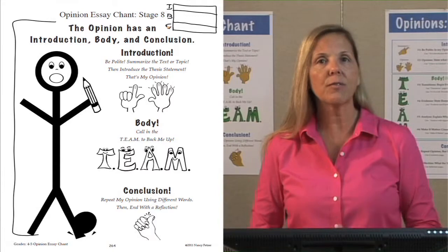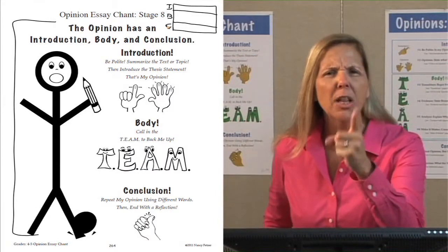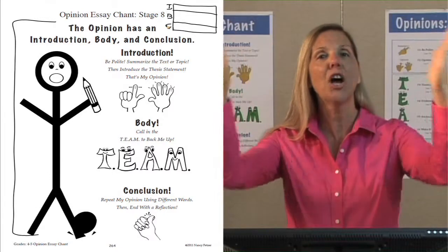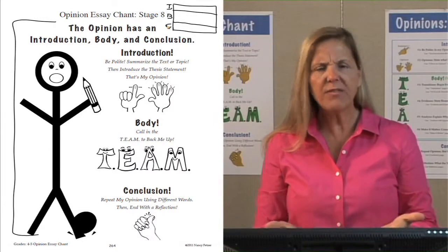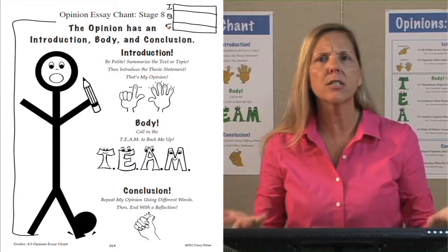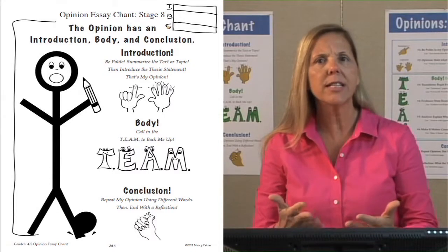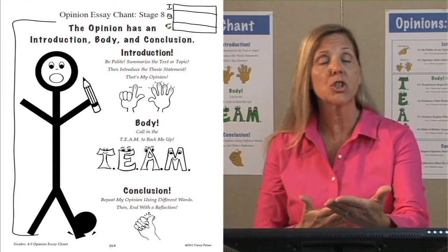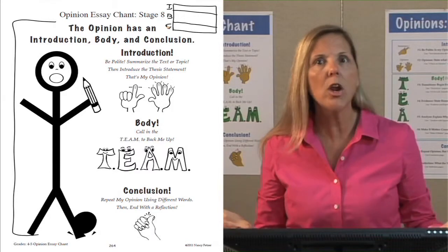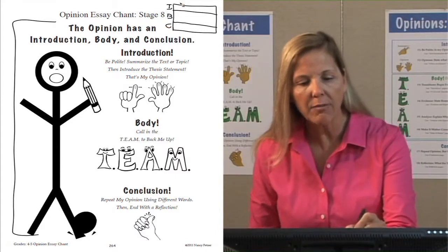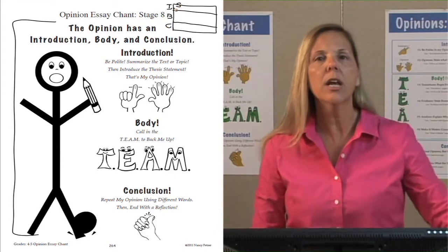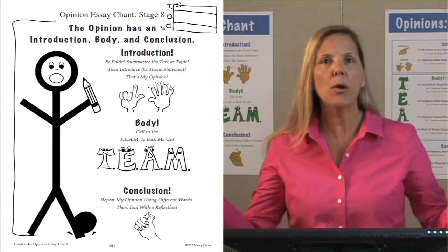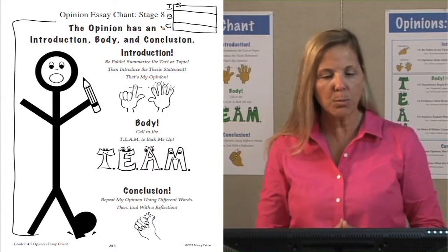Let's go to the introduction first. Introduction. Be polite. Give a summary of the text or topic. Oh, wait a minute. We've done this. Be polite. That's the S in SO Team. When we're summarizing a story or we're summarizing giving the background of a topic that led us to the opinion. We already know this part. So we have our S in our introduction and we already know the S from our SO Team. This is great. We already know how to do this. Let's go to the next part of our introduction.